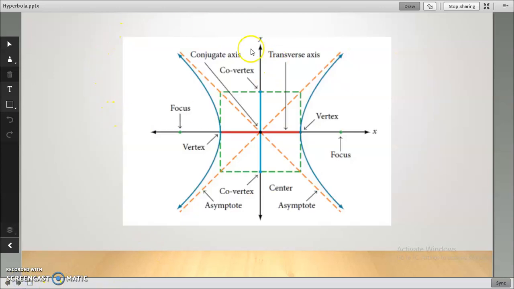And just in case you didn't know, this is what an image or a graph of a hyperbola looks like. Notice the foci are on the outside. The vertex is the actual curvature. The center is not actually on the curvature. These are the asymptotes. This is where my curves get closer and closer to it, but it doesn't touch it. And notice that my co-vertices make this box shape for us.